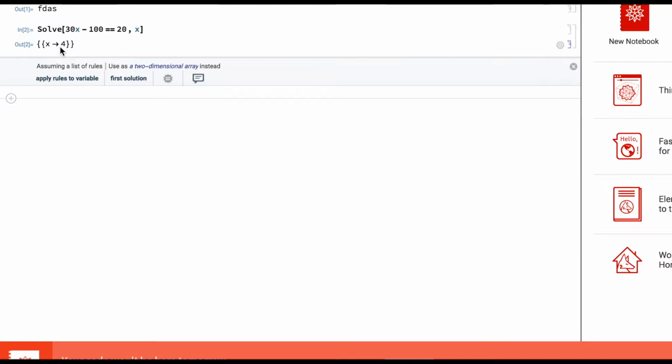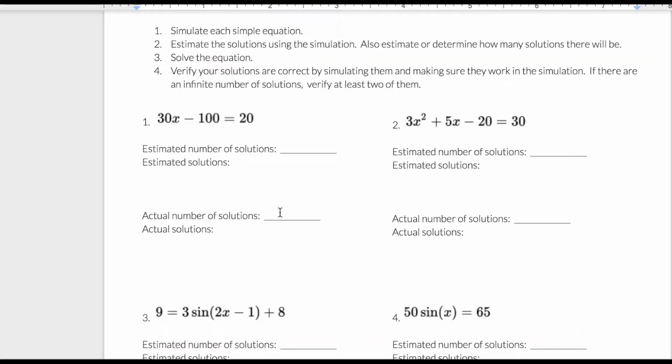When we hit Shift-Enter, we indeed see that x is equal to 4. So we go back to our worksheet, and we type in actual number of solutions, 1, and actual solutions, x is equal to 4. They were exactly what our predictions were. Some of the others might not be as easy.